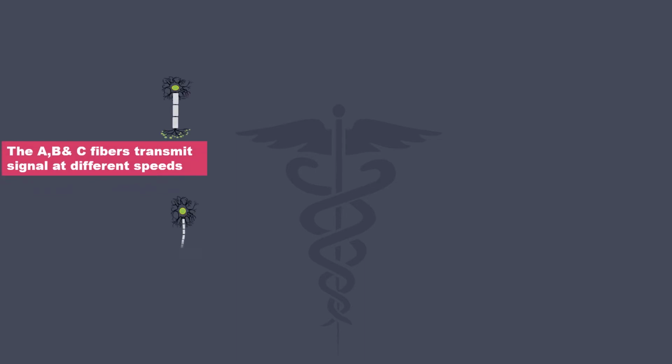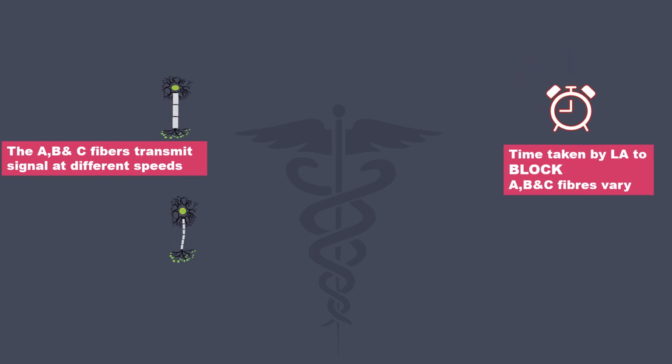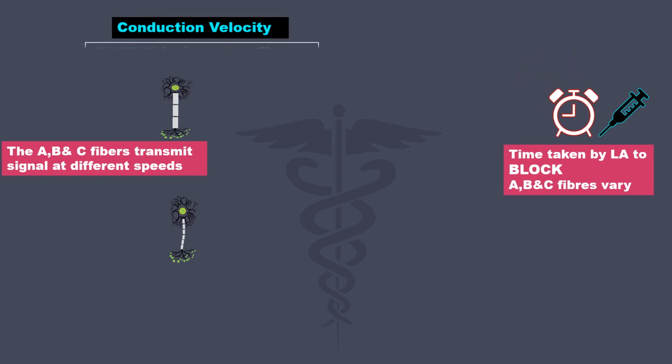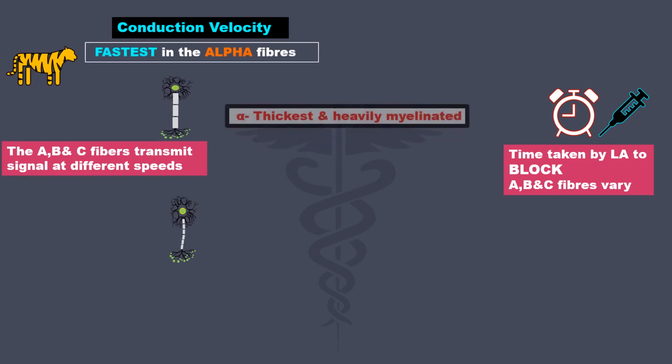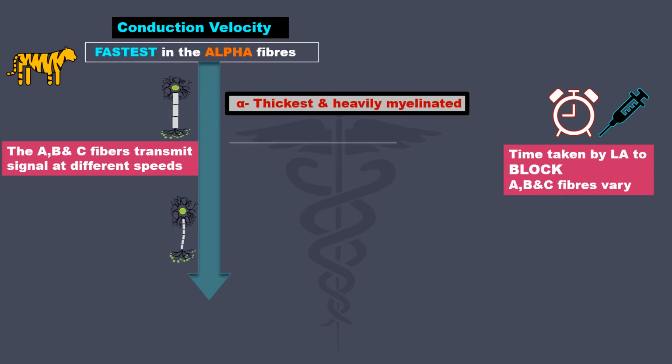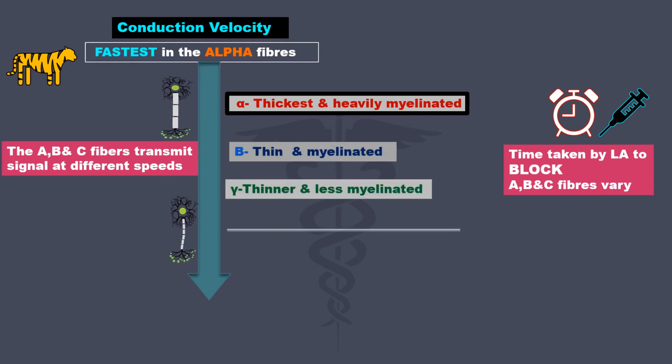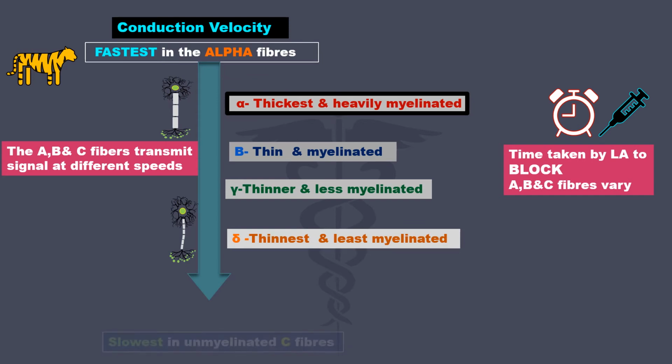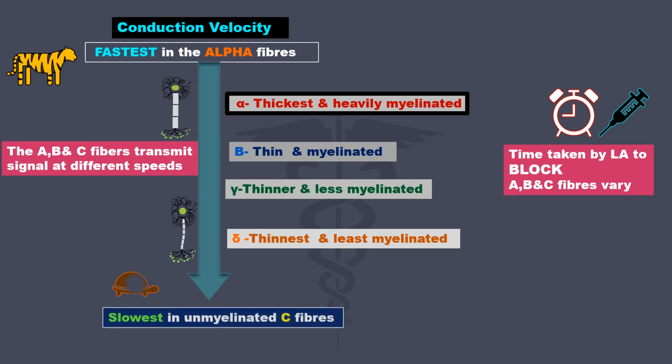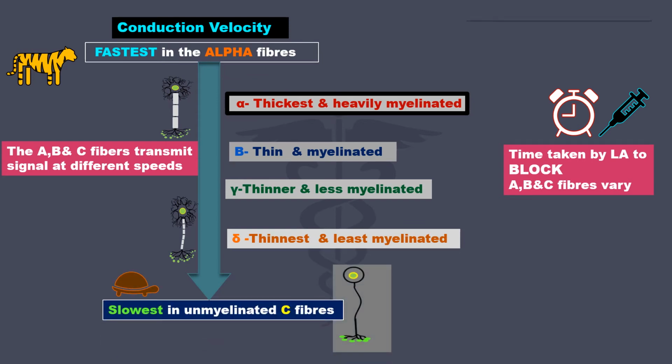The A, B, and C fibers transmit signals at different speeds. Also, time taken by the LA to block A, B, and C fibers vary. Conduction velocity is highest or fastest in alpha fibers because they are thickest and heavily myelinated. As shown by the arrow, the velocity falls down further as the axon becomes thinner and less myelinated. It is the slowest in unmyelinated C fibers.